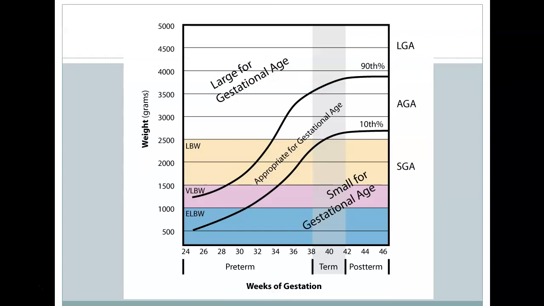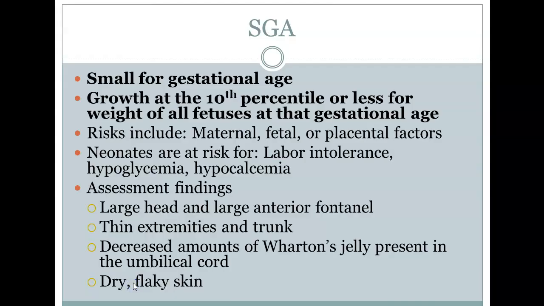And this is just an example of what we talk about when we refer to large, small, and appropriate for gestational age, which we reviewed a little bit in the normal newborn. I'll show you an example of what a chart would look like, how we graph the weight of the baby in grams versus the gestational age. And then we put that baby's weight on there, and it tells us where they fall in that weight category, as far as, is it small for their gestational age, is it large, or is it average? So if a baby is small for gestational age, that means their growth is less than the 10th percentile on that chart from before, or has less weight than all the fetuses of that gestational age.